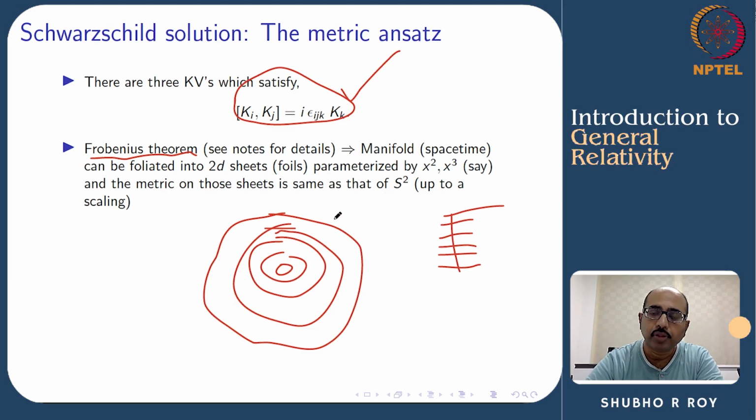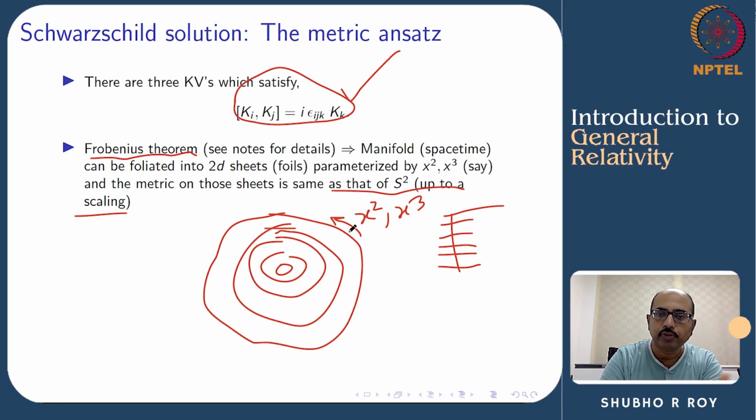Okay, so the metric on these foils or foliations or sheets is the same as that of S2, which is the two-dimensional sphere, up to some overall scale. And because it's a two-dimensional surface, it will be parameterized by two coordinates, which I will take to be x2 and x3. So the manifold looks something like this: x2 and x3. You need to vary these to go around the spherical foliations. If you go around the foliations, x2 and x3 are changing. x0 and x1 are fixed.